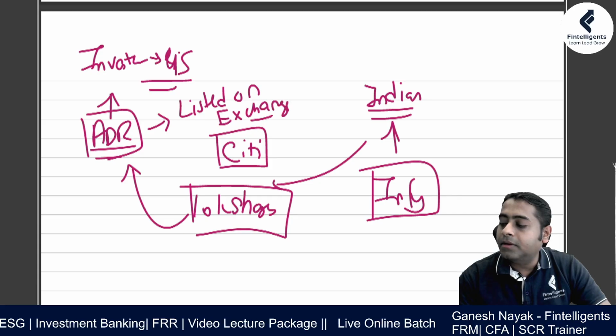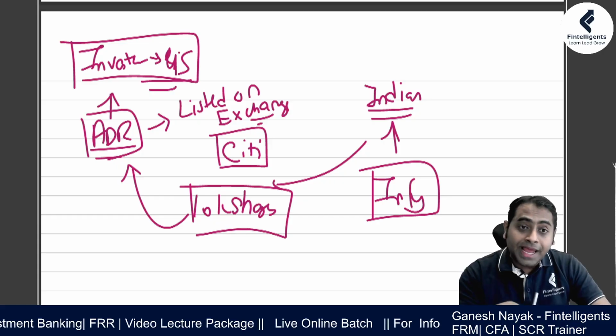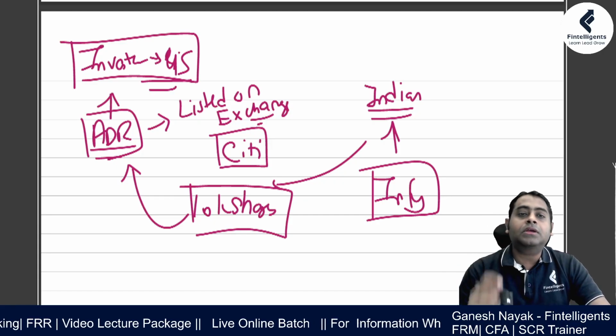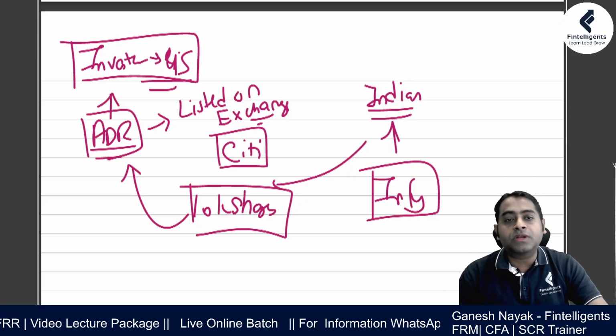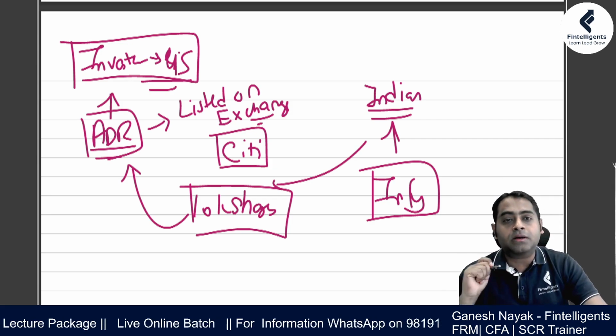Now, how does it help? There are US investors who are buying this ADR, indirectly having the ownership of that share, and they are having an interest in the Indian market, which is through Infosys. So it has become easy for US investors to invest in Indian companies.